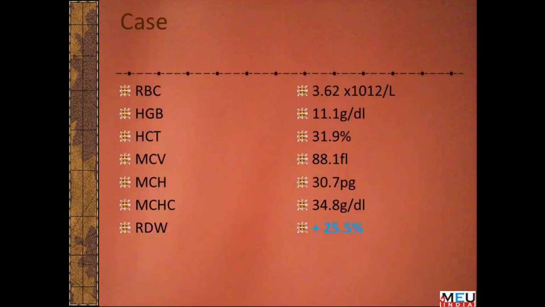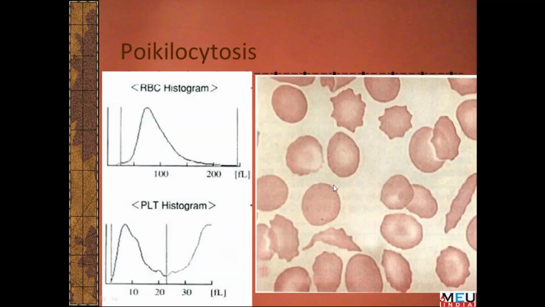Another case in which the red cell distribution width or anisocytosis is increased. This is when there is marked poikilocytosis, and along with poikilocytosis there is sometimes clumping of platelets as well. So the platelet histogram doesn't touch zero.